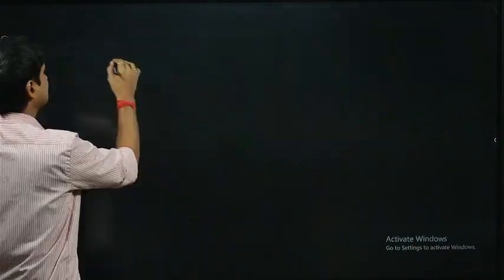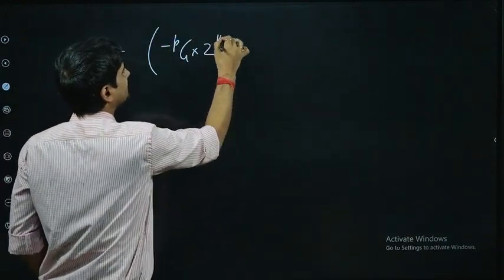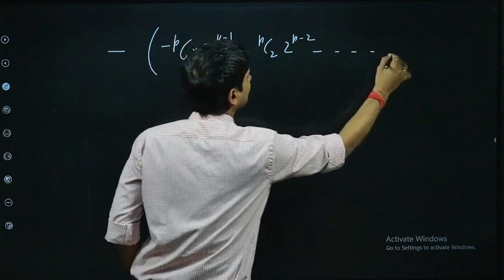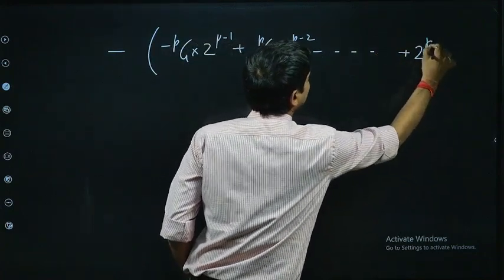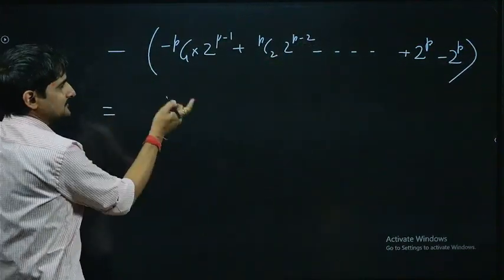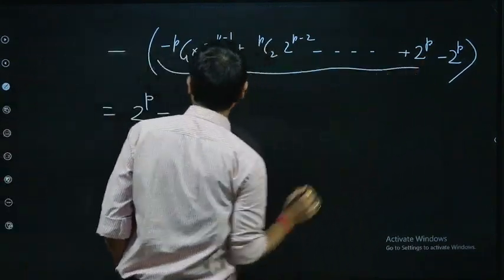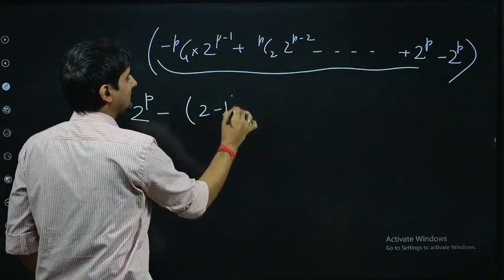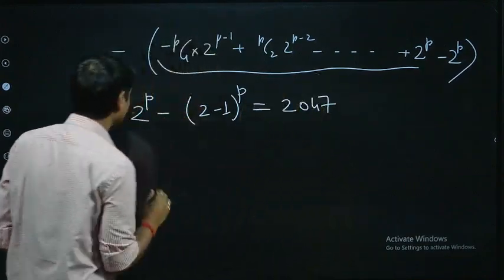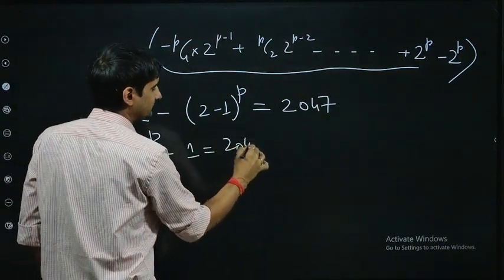Now within this binomial expression, PC2 2 raised to the power p minus 2 and so on, I will add 2 raised to the power p and subtract 2 raised to the power p. So what you get? So 2 raised to the power p minus, now what is it? From here to here is nothing but 2 minus 1 raised to the power p, and this is given to be 2047. So 2 raised to the power p minus 1 is 2047.